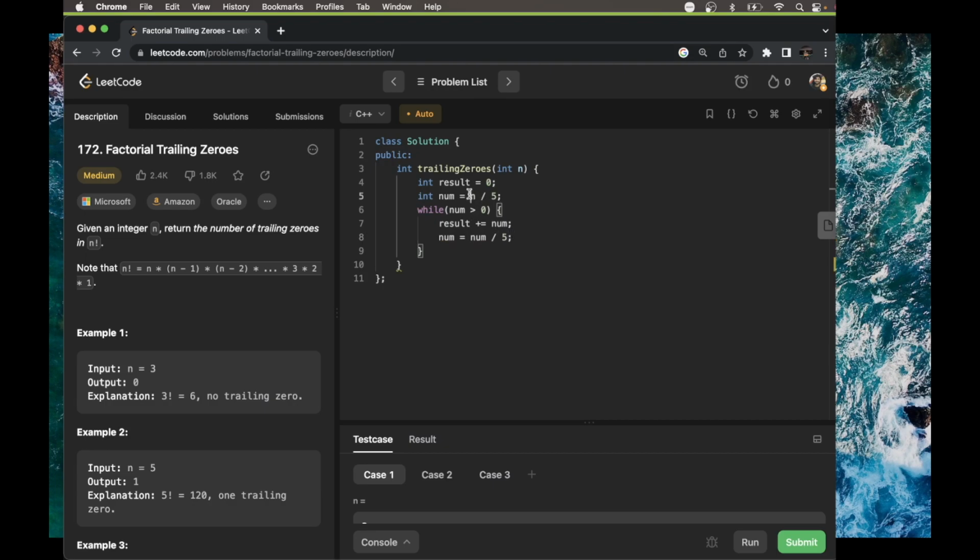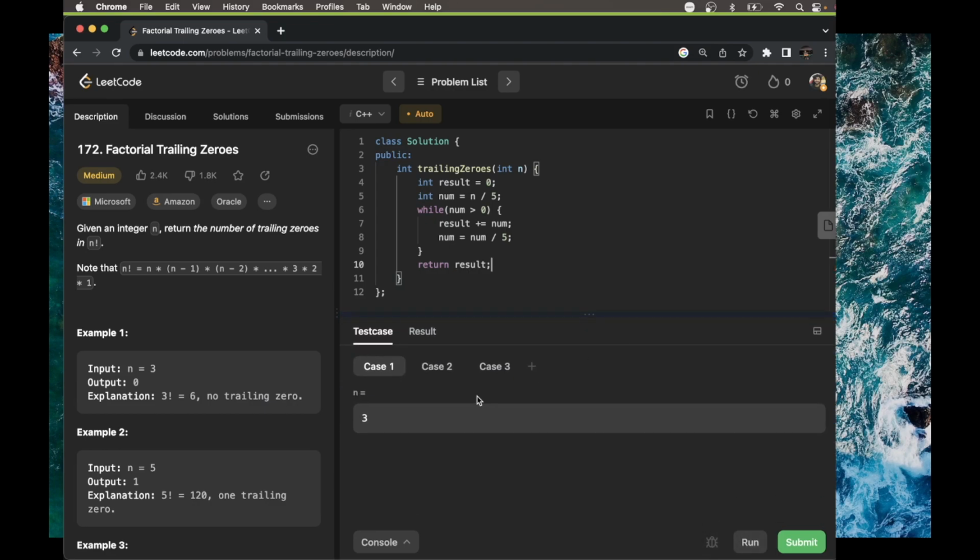So in the first iteration it is n by 5. If n by 5 is greater than 0, you add n by 5 to your sum. Then you make it n by 25, and you check, is n by 25 greater than 0? If yes, then you add n by 25 to your sum, and then you do n by 125. At last you can just return your result.